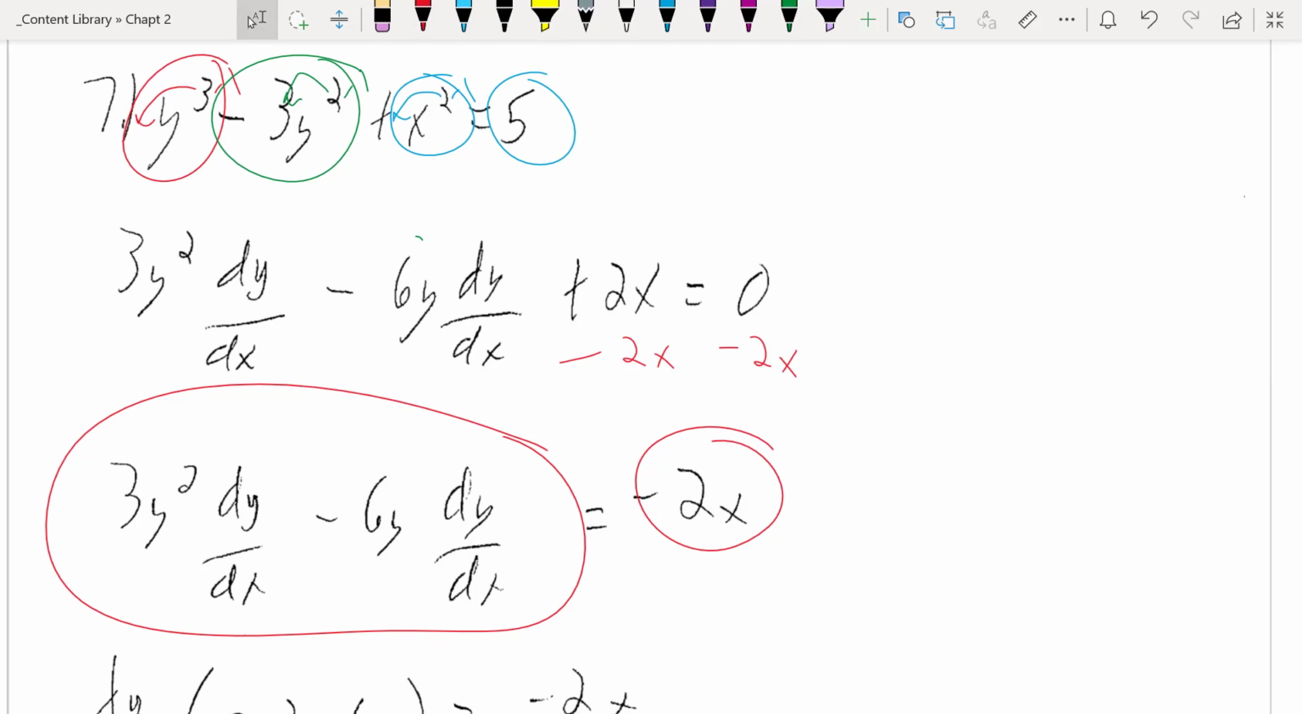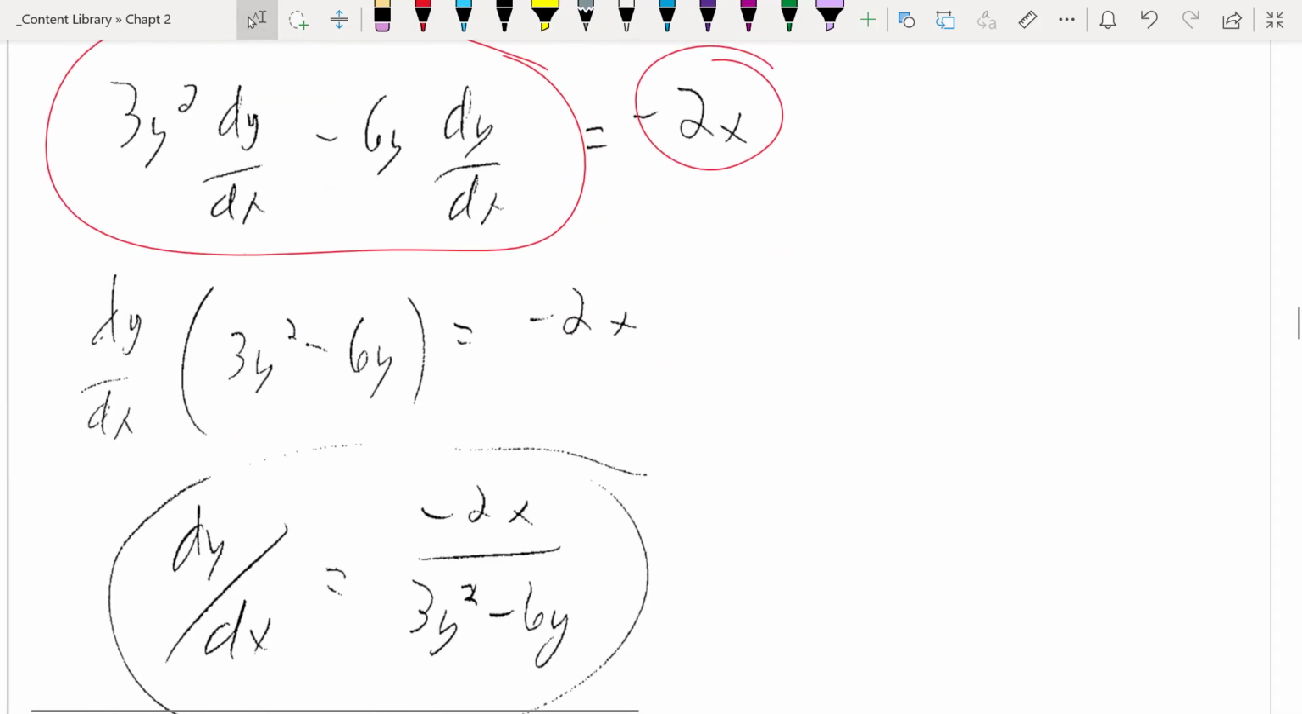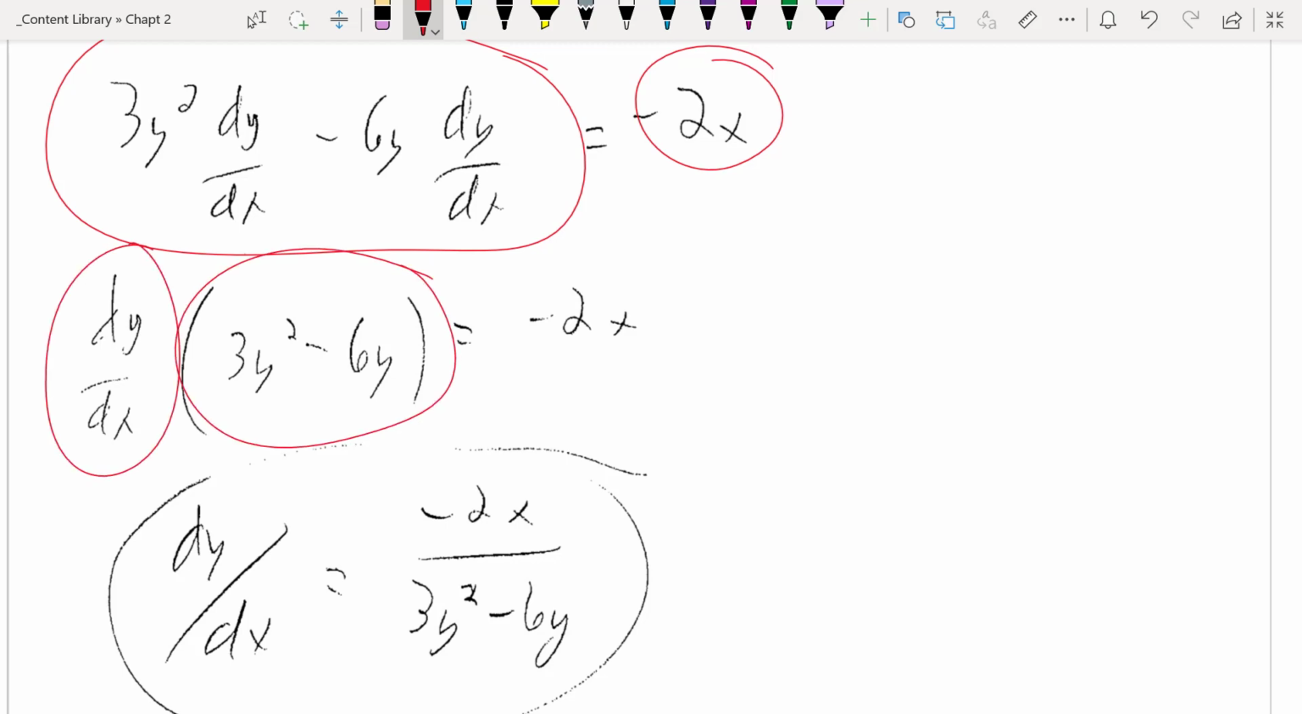So now I'm going to go ahead and factor out dy/dx. When I factor out dy/dx, it goes out in front, and I'm going to be left with the equation 3y squared, because 3y squared divided by dy/dx is just going to leave me with the 3y squared. And then when I take the dy/dx out of this term, I'm just left with negative 6y.